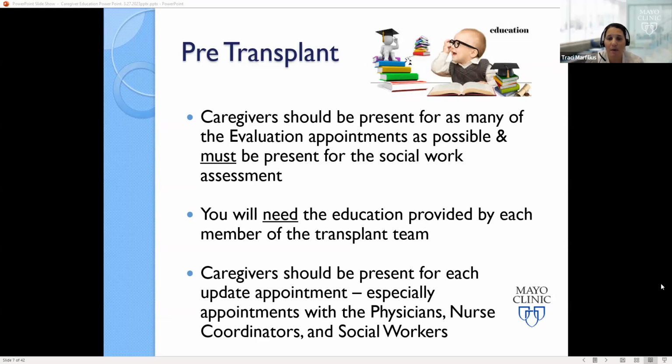And we do want the caregivers to be present for each update appointment, like appointments with the physicians, nurse coordinators, and social workers. Update appointments can happen from every 6 months to a year to every 2 years, depending on what's going on. Obviously, a lot can change in that time period. And so we like to meet with patients and their caregivers to get an idea of how things are going, what's changed. I also find that caregivers have had time to sit on information. So sometimes they'll come in with further questions about what's been going on. The other piece to know is obviously hearing that information again is always a good thing too, because repetition is key.